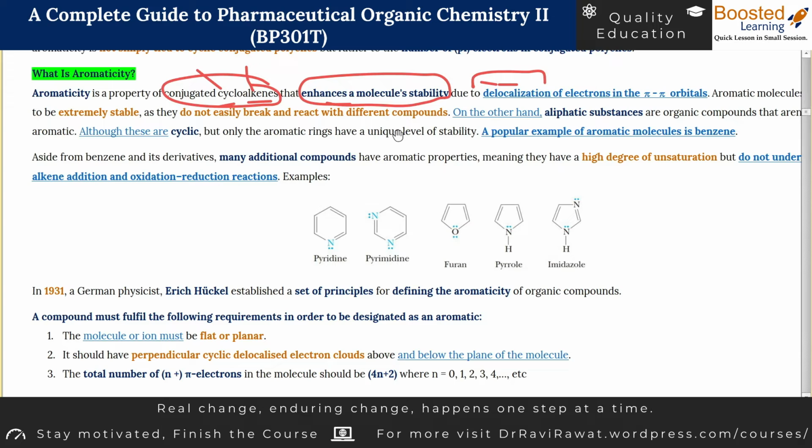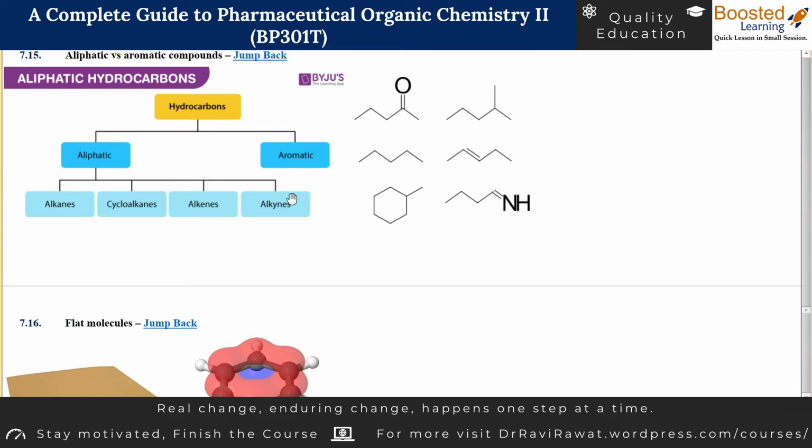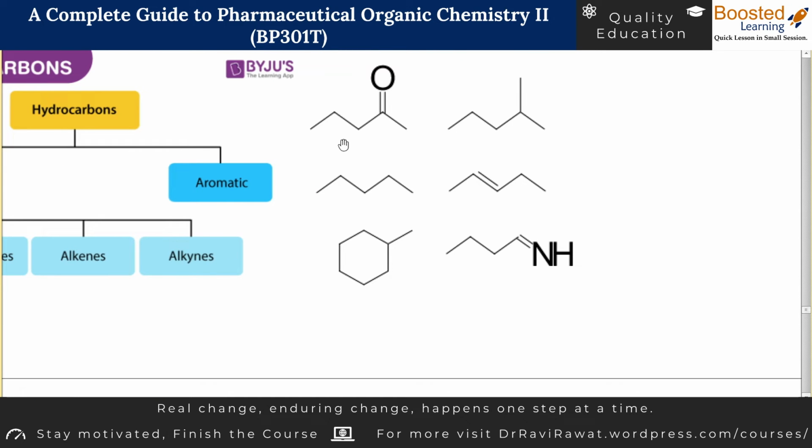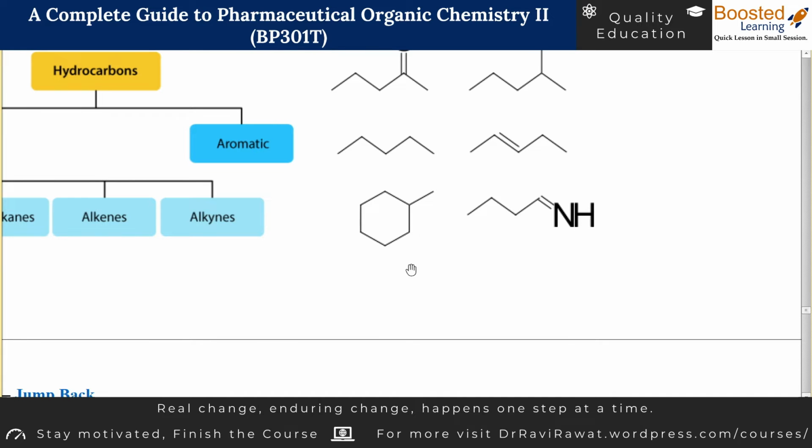The term aromatic compounds is in contrast with other compounds which are called aliphatic compounds. So anything which is not aromatic can be aliphatic. So this is what it is trying to say. There can be molecules which are cyclic, but these are not going to be aromatic. Like you can see here that these are the molecules which are called aliphatic molecules, and on the bottom you can see this molecule which is cyclic, but this is not aromatic.